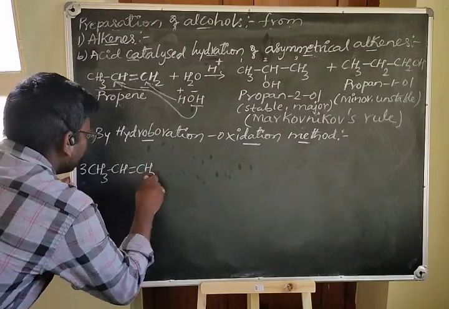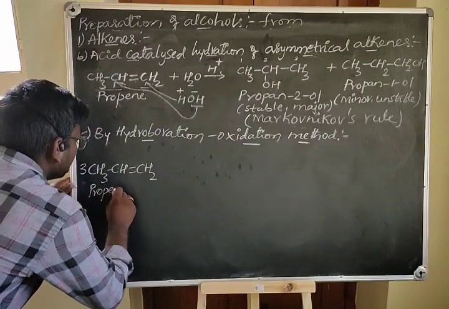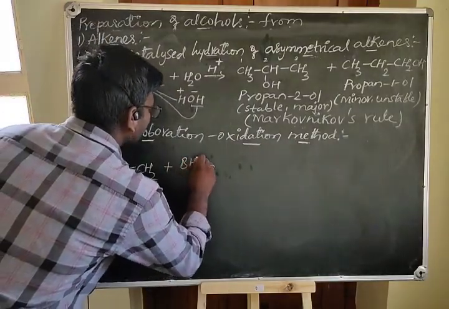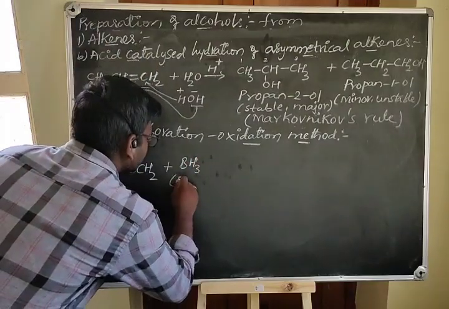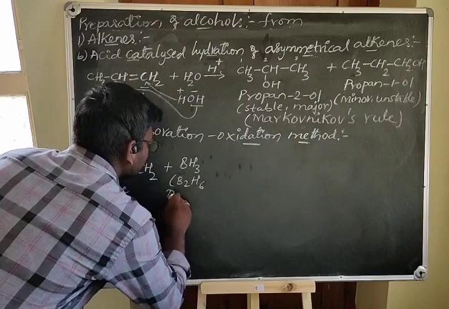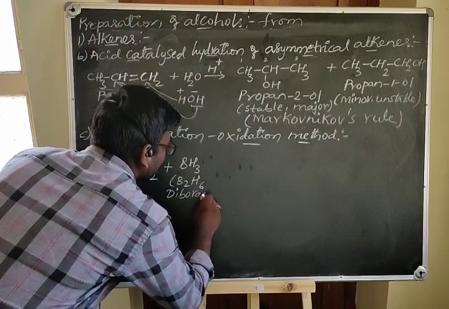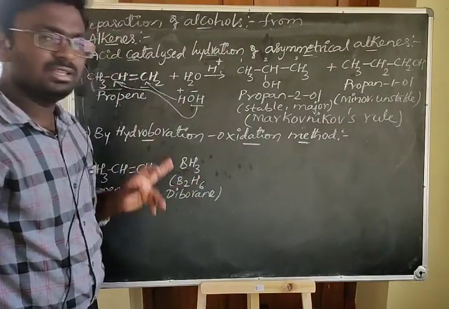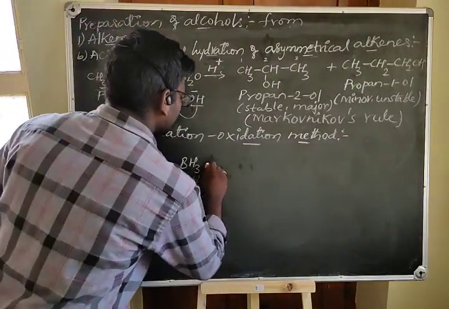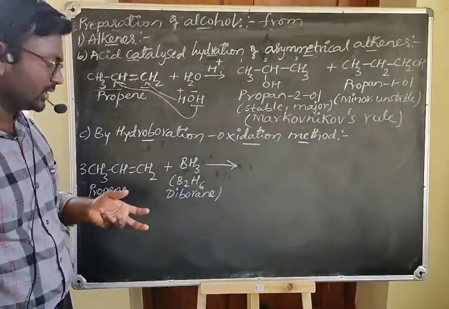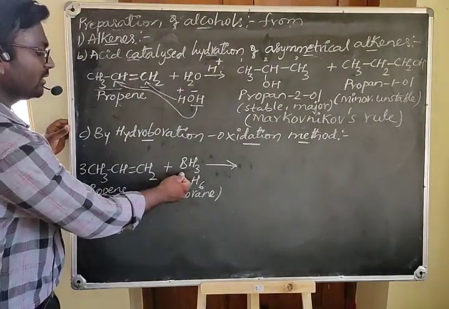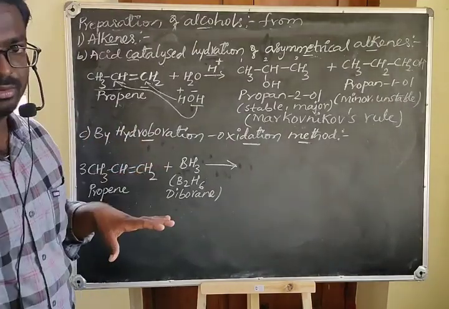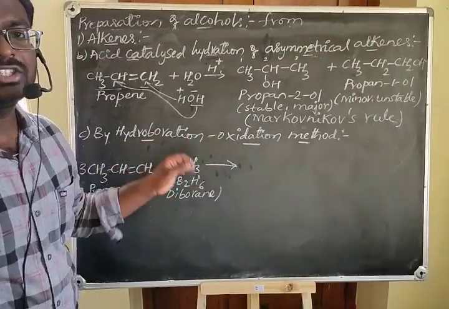Take the 3 moles of propene and treat it with diborane. Here diborane is B2H6. For our convenience, I am taking 1 BH3 unit from that B2H6. This process is called hydroboration. Here, the addition of borane to the propene is called hydroboration, which means you will get an addition product.